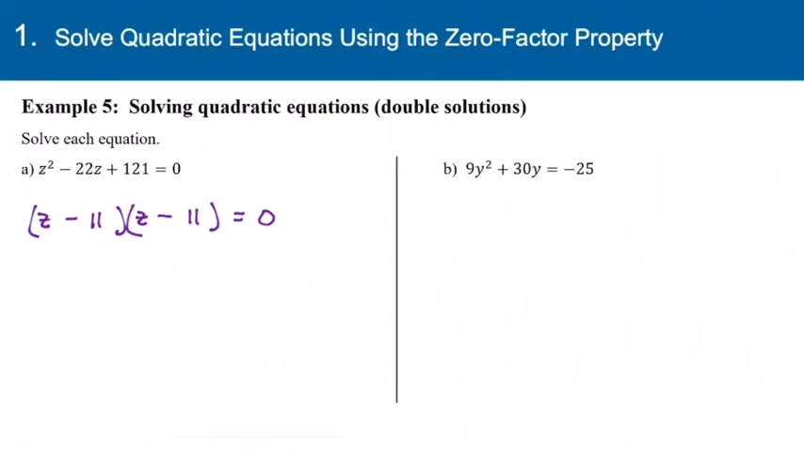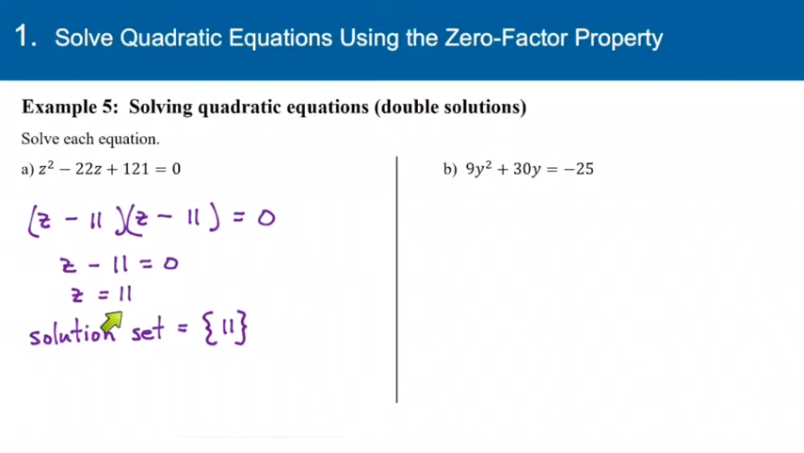Well, there's no use in solving both of them because they're both going to give you the same answer. They're exactly the same. So we'll just solve one of them. If z minus 11 equals 0, then z equals 11. And for the other factor, z also would equal 11. So we have two solutions, but they're both the same. So when you write it down, you only need to write it one time. When both solutions are the same, do not write the solution twice. You only write it once.